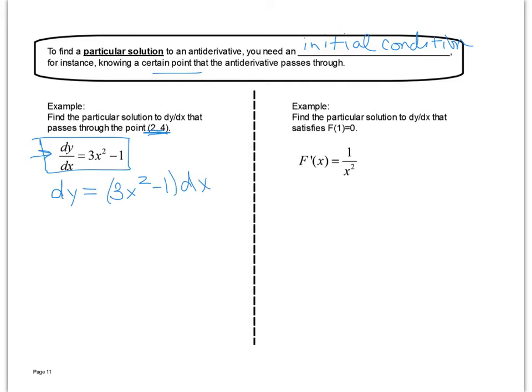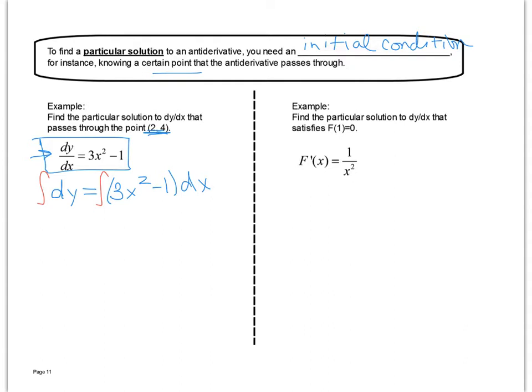Now we're going to use what we just learned about antiderivatives to solve this differential equation. You have to take the antiderivative of both sides, just like when you were doing related rates and you took the derivative of both sides of your equation. Same with optimization. Then you do that for this.